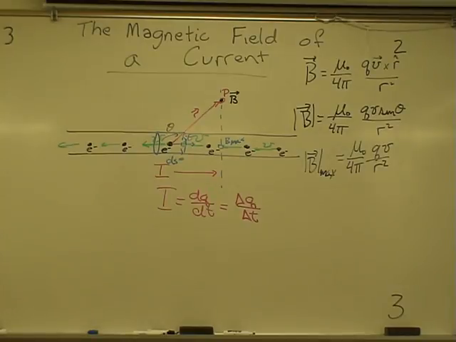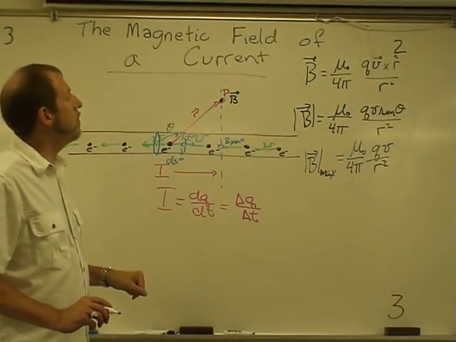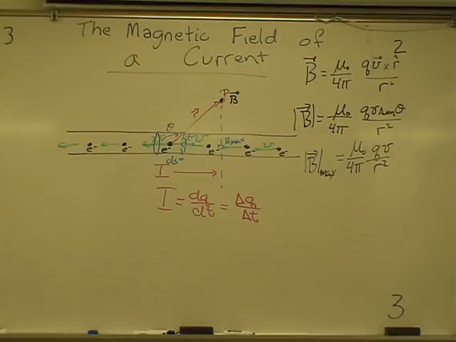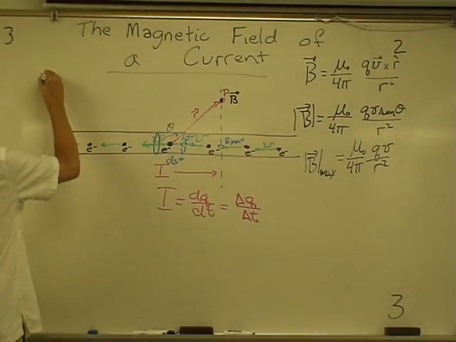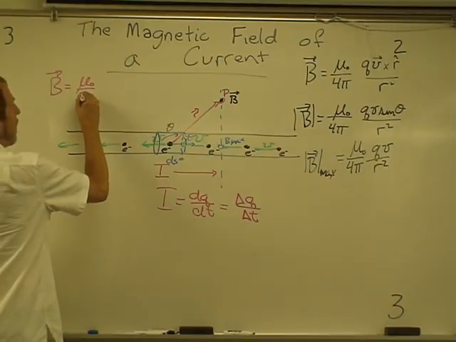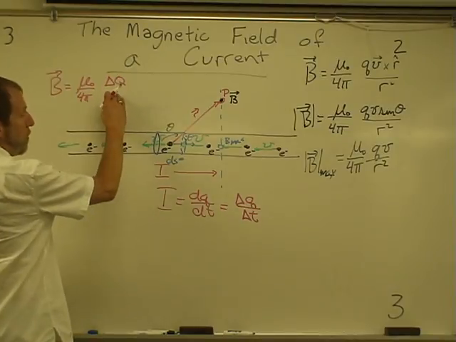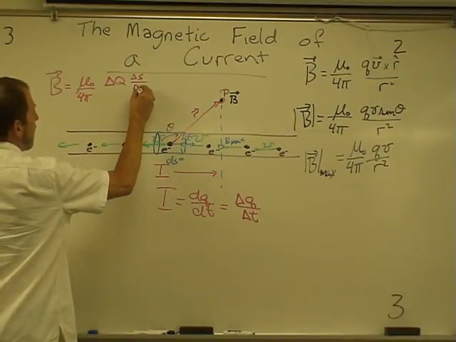Now, if I look at this case, if I'm looking at the change in charge, if I'm looking at a point charge moving with the velocity v, and I treat that as a tiny piece, delta Q, that individual point charge I'm looking at is some infinitesimal piece of the whole, times the velocity, which is delta S over delta T.